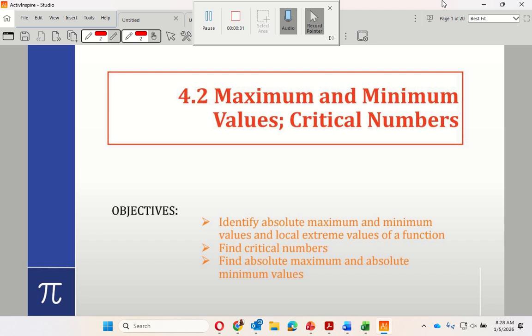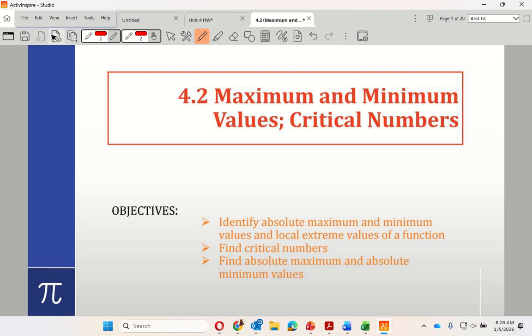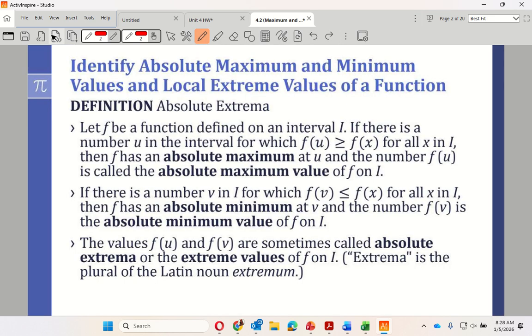So 4.2, min, max values, and critical numbers. Identify absolute maximum and minimum values and local extreme values of a function. So this is important, okay? Definitions are important. There's a reason for that because it's going to mean if something qualifies or does not.